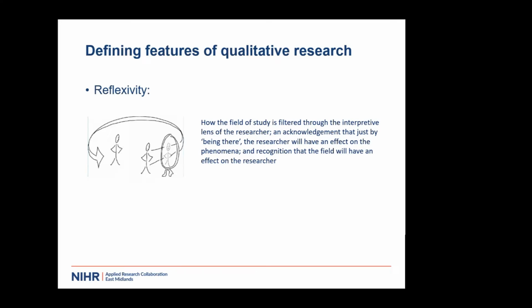And then the final feature is around reflexivity. This is about how the field of study is filtered through the interpretive lens of the researcher. It's an acknowledgement, as it says on the slide here, that just by being there, the researcher may well have an impact on the phenomena. That might be in terms of what people will and won't talk to you about, or how they'll talk to you about it, or it might influence how you understand what they're telling you. If you're doing observations, it might influence what you see and what you don't see. Reflexivity is about recognizing and surfacing that, but not necessarily trying to bracket it out and make it go away and not be a problem. It's about recognizing that it will happen, and actually sometimes can be beneficial.